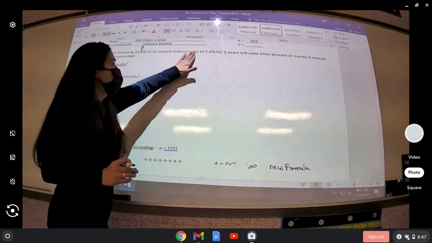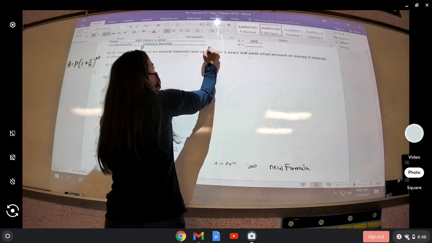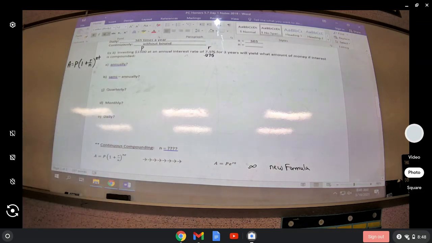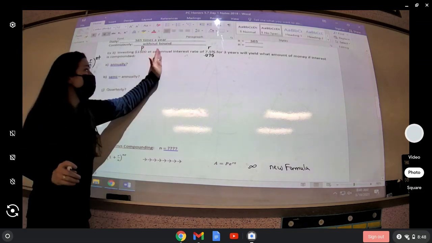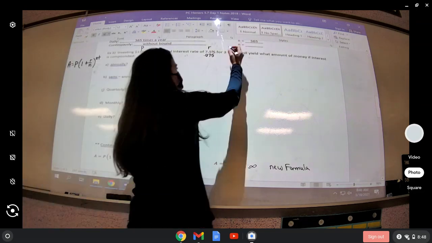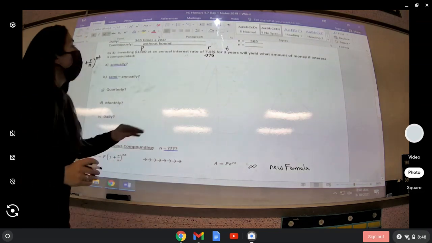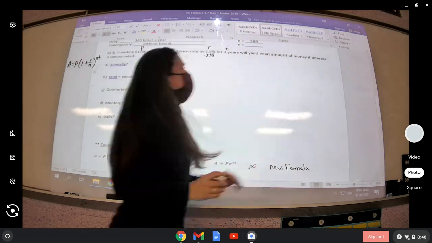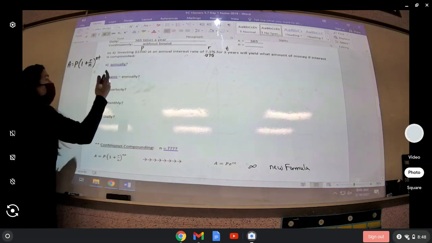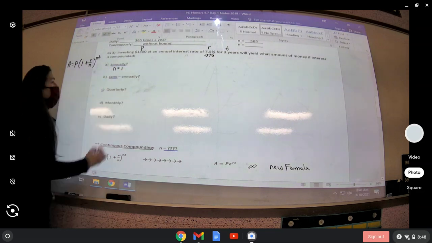At an annual interest rate of 7.5%. So clearly that's your rate, but we want it as a decimal, so 0.075. And again, it's not a simple interest rate, it's an annual interest rate. You're going to do it for 3 years, so that's your time period. It will yield what amount of money if interest is compounded in the first example annually? So our compounding period would be once a year, so n equals 1.